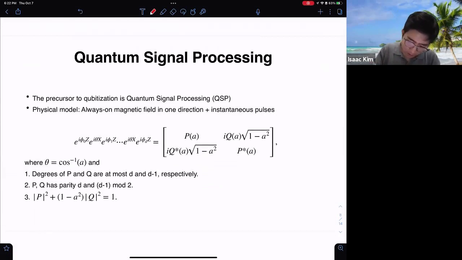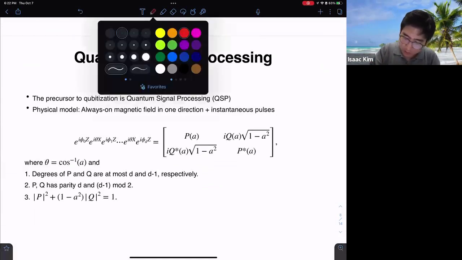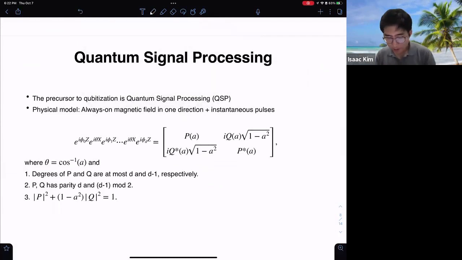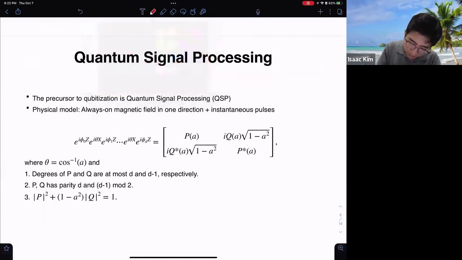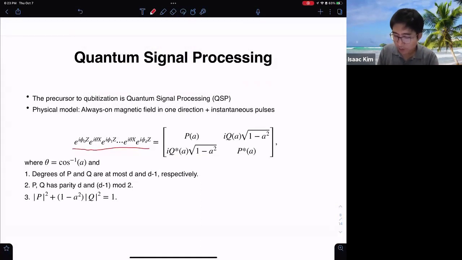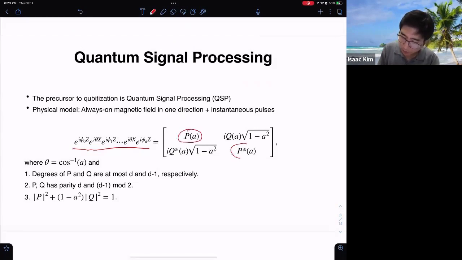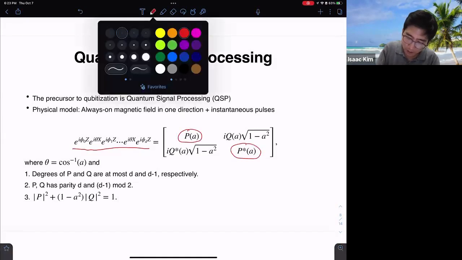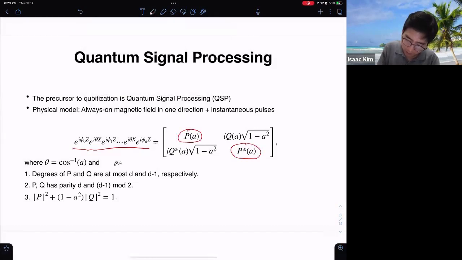The claim is the following. The first claim is that if you have a product of operators like this, then it'll be a 2x2 matrix of a particular form. On the diagonal entries, you have these polynomials of A, where A is nothing but the cosine theta.